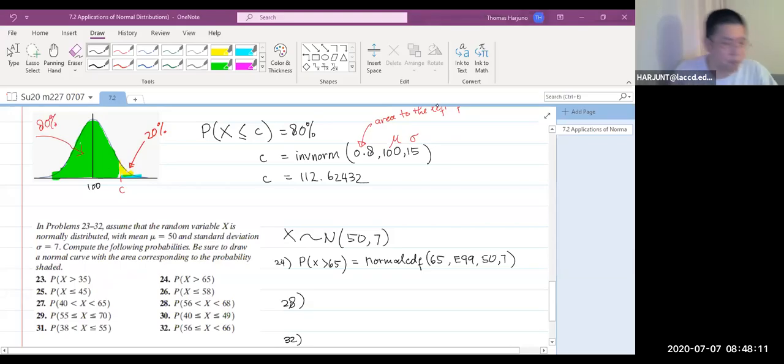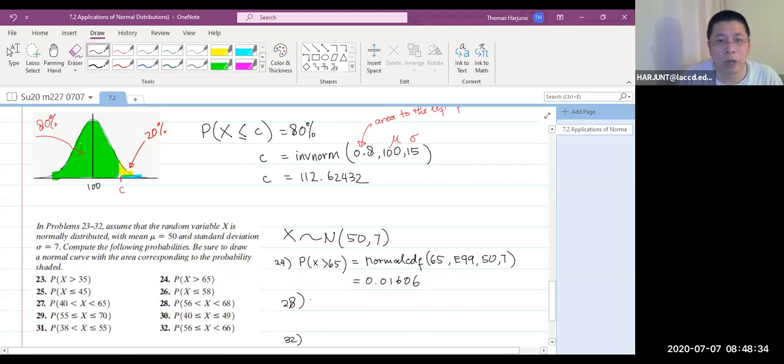Okay, let me start. Number 24, normal CDF 65, E99, 50, 7. I get 0.01606.